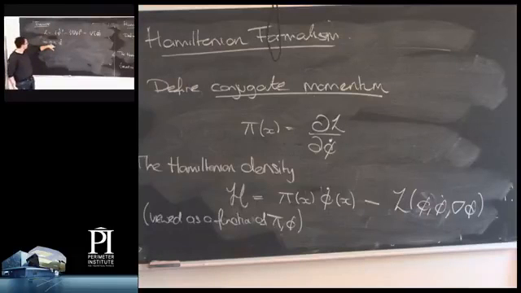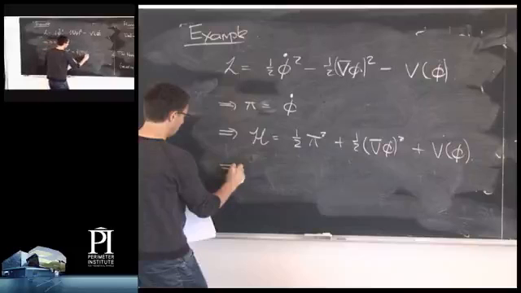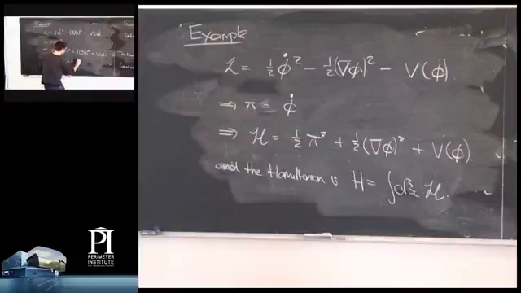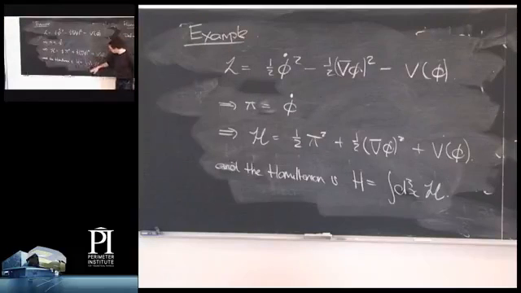So in this case, it's very clear that the momentum conjugate to phi is just phi dot, which means that the Hamiltonian density, I should say, so the Hamiltonian is given by the following function, and the Hamiltonian density is given by the following function, and the Hamiltonian you get by integrating the density over 3 space, just like for Lagrangians and Lagrangian densities.